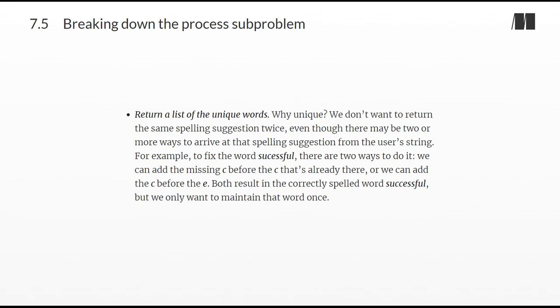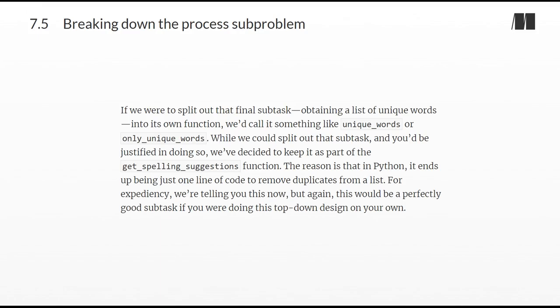For example, to fix the word successful, there are 2 ways to do it. We can add the missing C before the C that's already there, or we can add the C before the E. Both result in the correctly spelled word successful, but we only want to maintain that word once. If we were to split out that final subtask, obtaining a list of unique words, into its own function, we'd call it something like unique words or only unique words.